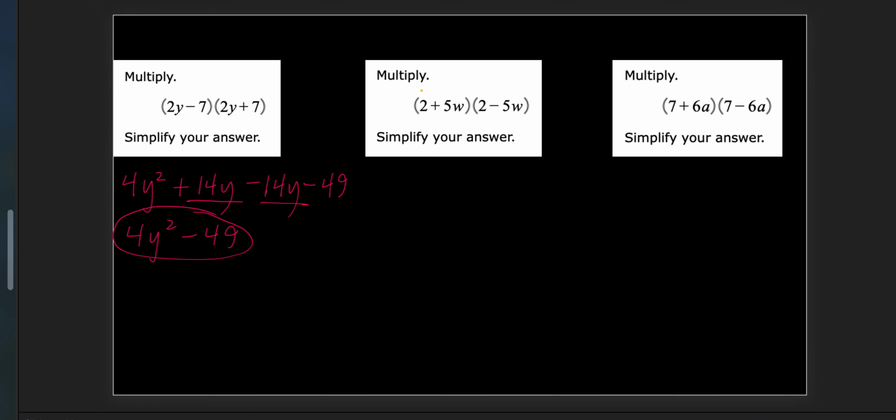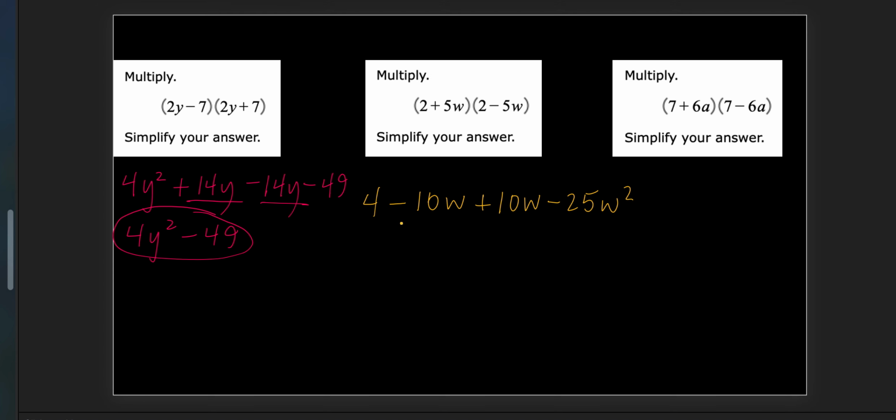Next is this problem. So F for the first positions gives me 2 times 2, so that will be 4. And then O for outer, we're looking at 2 and then negative 5w. 2 times negative 5w is negative 10w. The inner gives me 2 times 5w, so it's plus 10w. And then the last positions, 5w times negative 5w, is negative 25w squared.